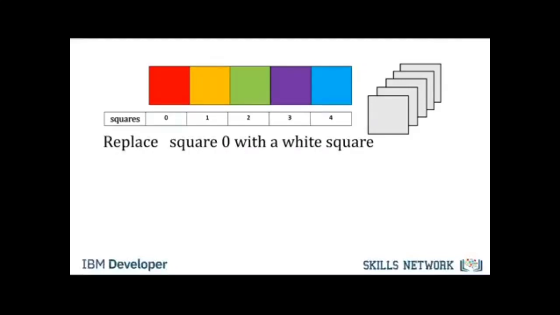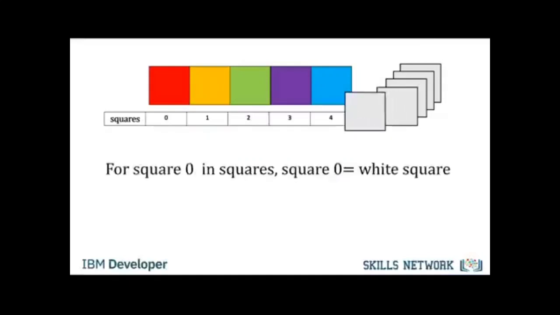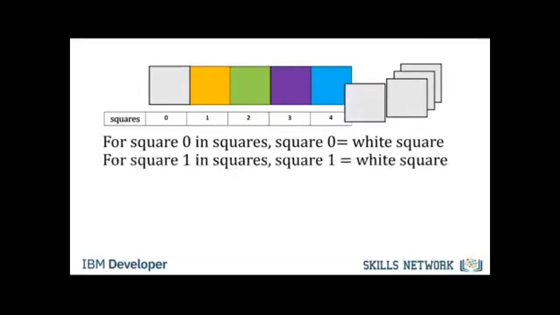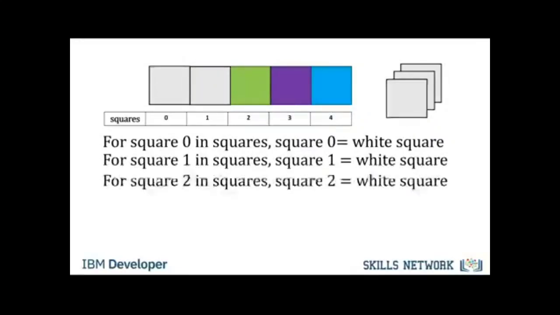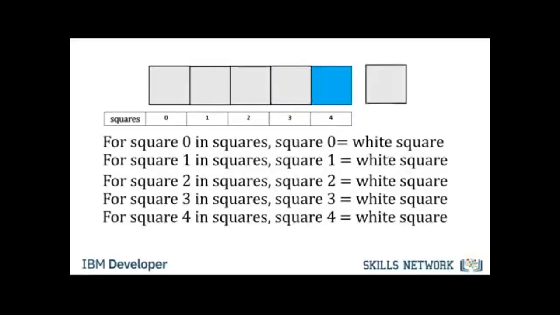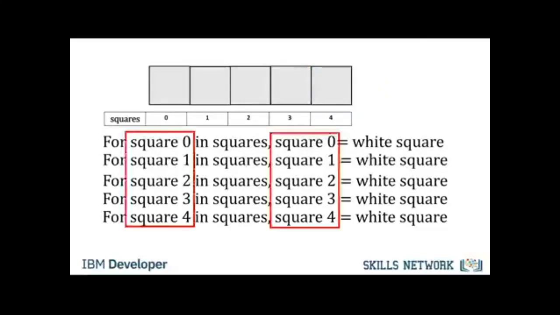as squares. If we wanted to tell someone to replace square 0 with a white square, we would say: replace square 0 with a white square. Or we can say, for square 0 in squares, square 0 equals white square. Similarly, for the next square, we can say for square 1 in squares, square 1 equals white square. For the next square, for square 2 in squares, square 2 equals white square. We repeat the process for each square. The only thing that changes is the index of the square we are referring to.